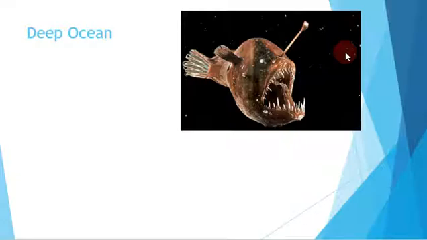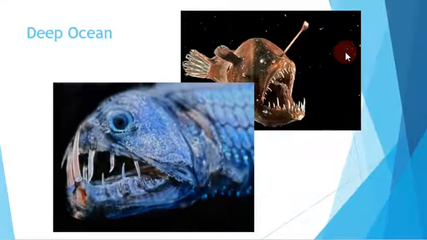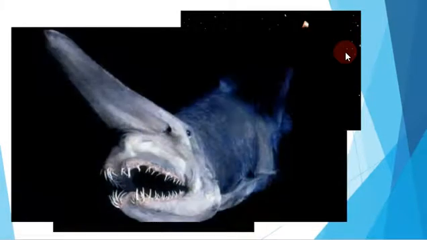So one thing I do like about the Nemo series is they do show real fish, and it's kind of educational in that way. That is called the viper fish. We'll have a whole unit about the deep ocean, and we'll look at some of these in a little more depth. See what I did there? Yeah. All right, and this is called the goblin shark.